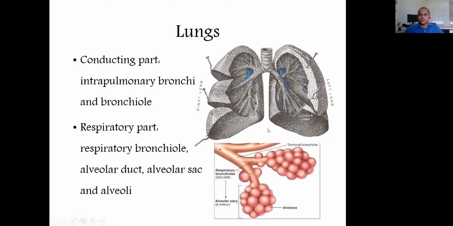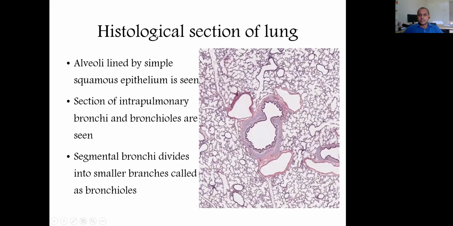Okay, now let us go further with the lungs. In the lungs, it has a conducting part and a respiratory part. The respiratory part starts from the respiratory bronchiole, alveolar duct, alveolar sac, and alveoli. The conducting part is the intrapulmonary bronchi and the bronchioles. So let us see the histological section of the lung. In the histological section of the lung, you may see broken lines. You can see here, right here. These are the broken lines.